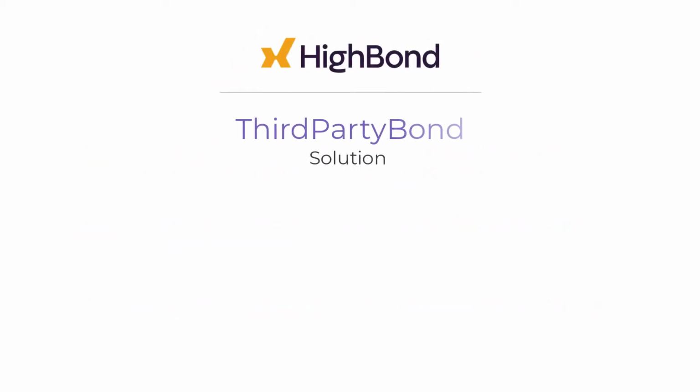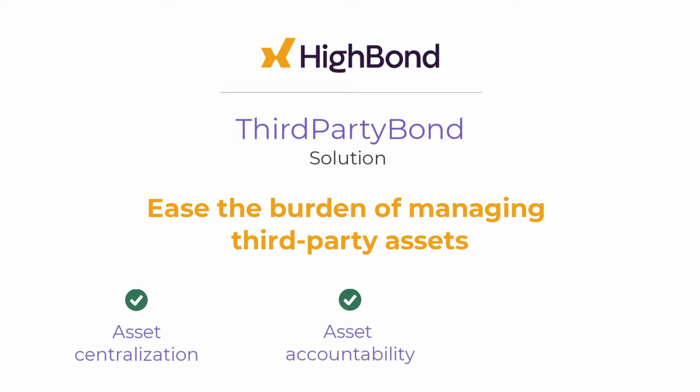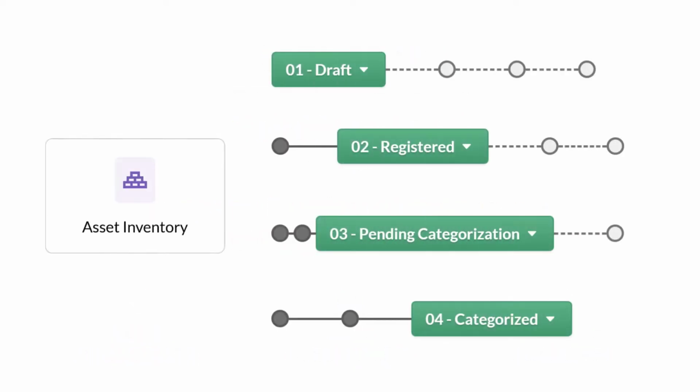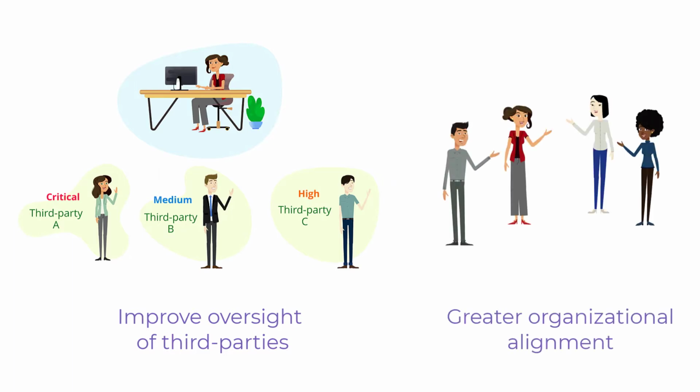HiBond's third-party bond solution eases the burden of managing third-party assets through centralization, asset accountability, and quantifying third-party asset value. With the pre-configured visual workflow and standardized asset management processes, you can improve oversight of your third parties and create greater organizational alignment on where to prioritize your efforts for third-party risk assessment.